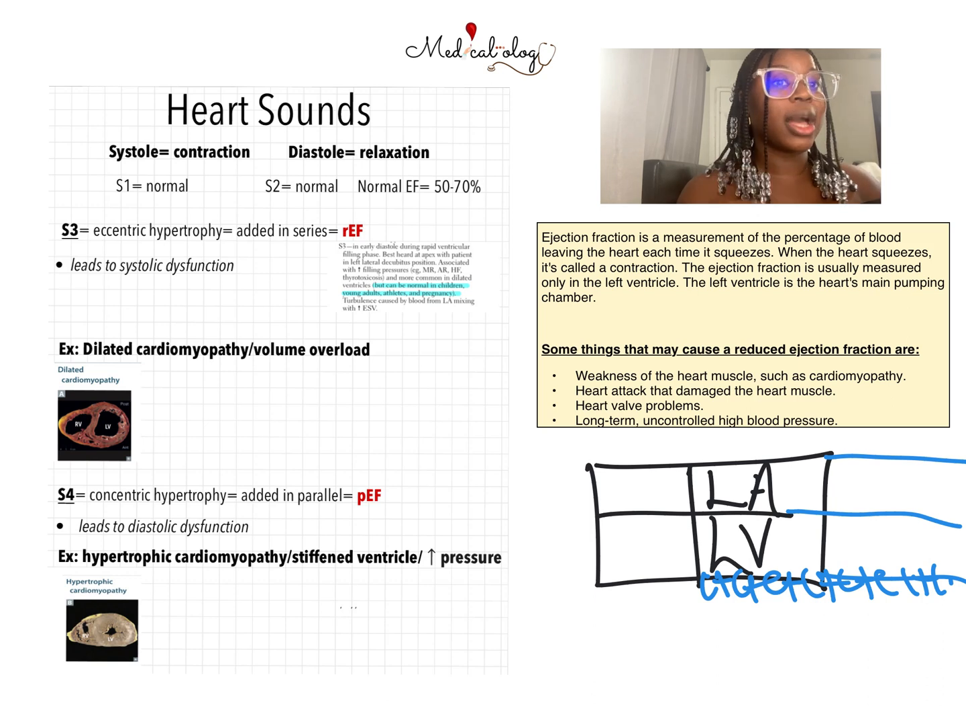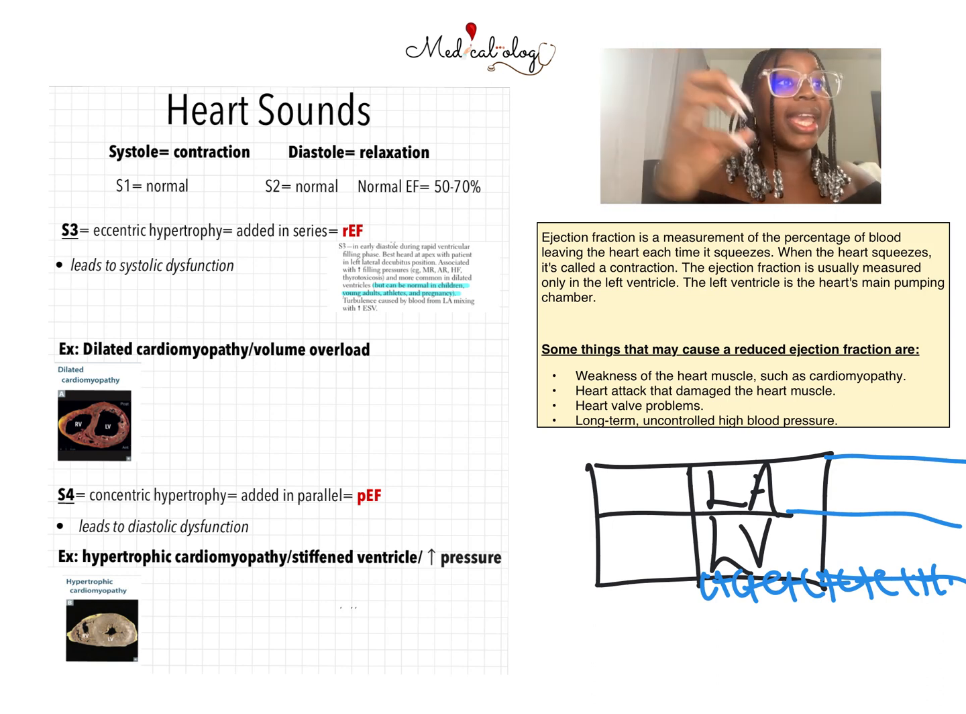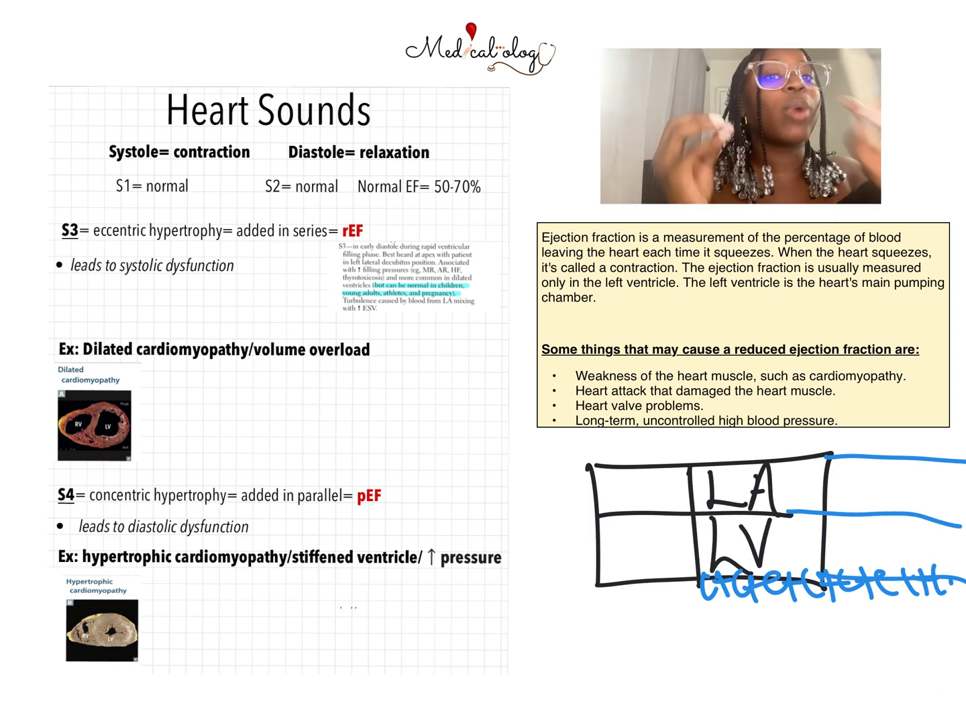Also, we can think about a volume overload state. Why? Because if you look at this left ventricle, right, this is normal. The black box is normal, and you dilate the heart. What is that going to do to the left ventricle chamber? It's going to allow more blood to sit in this ventricle, right? Because it's so big, it can hold more blood. That's why you can think about a volume overload state.